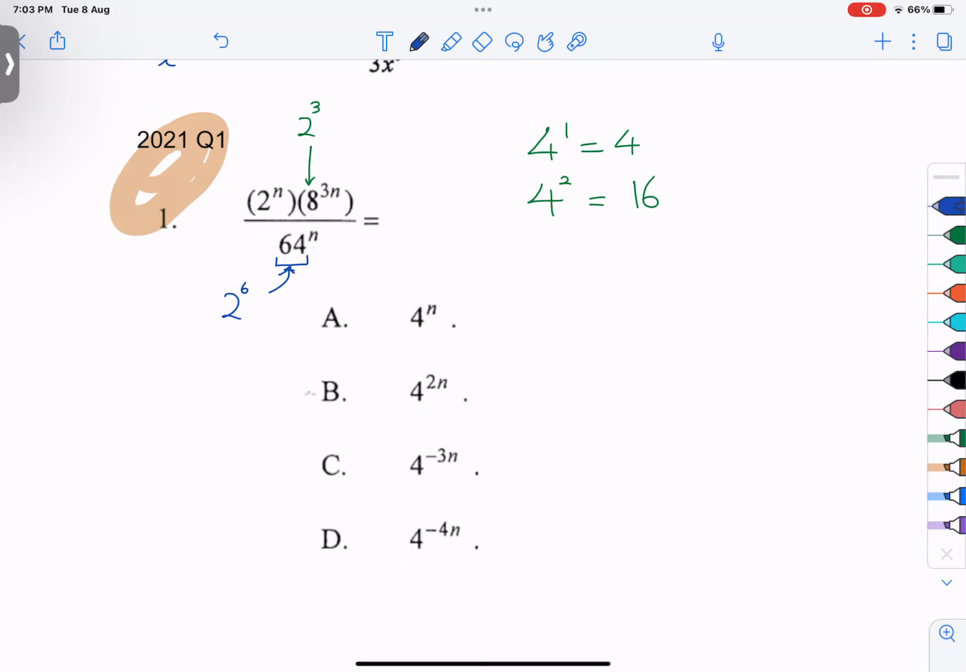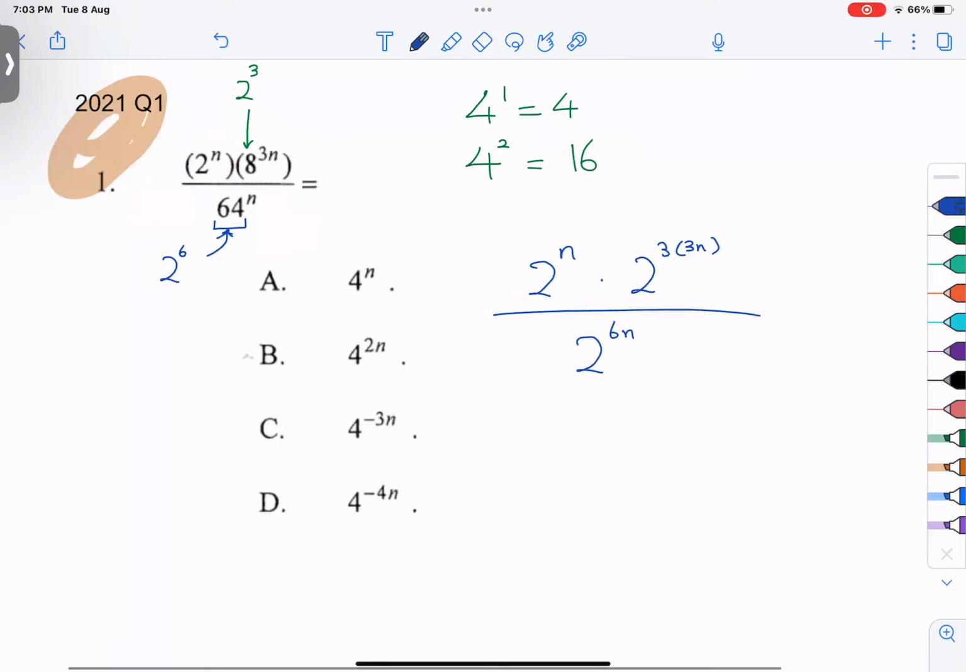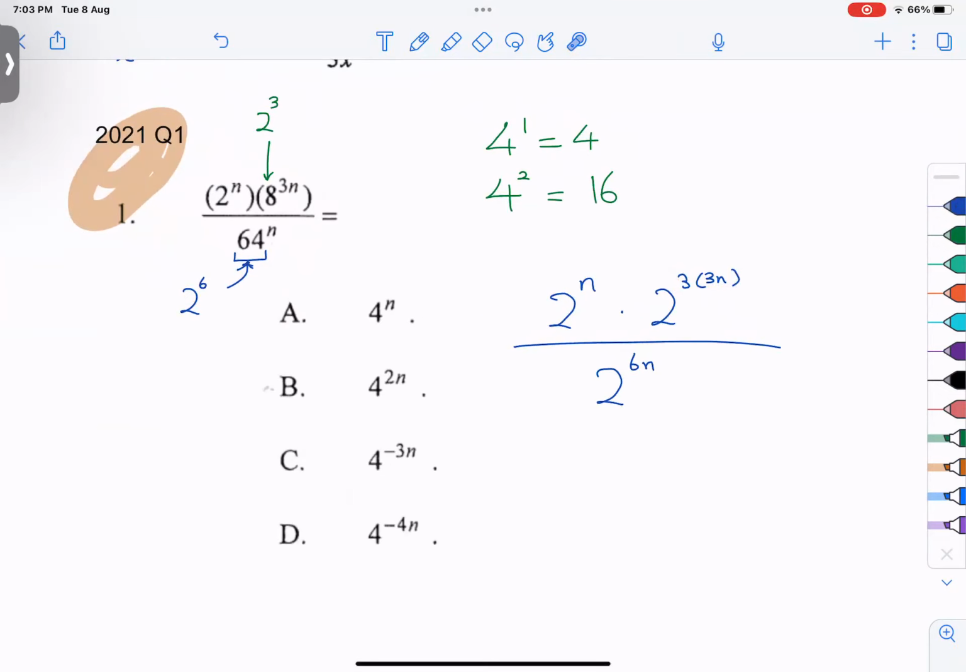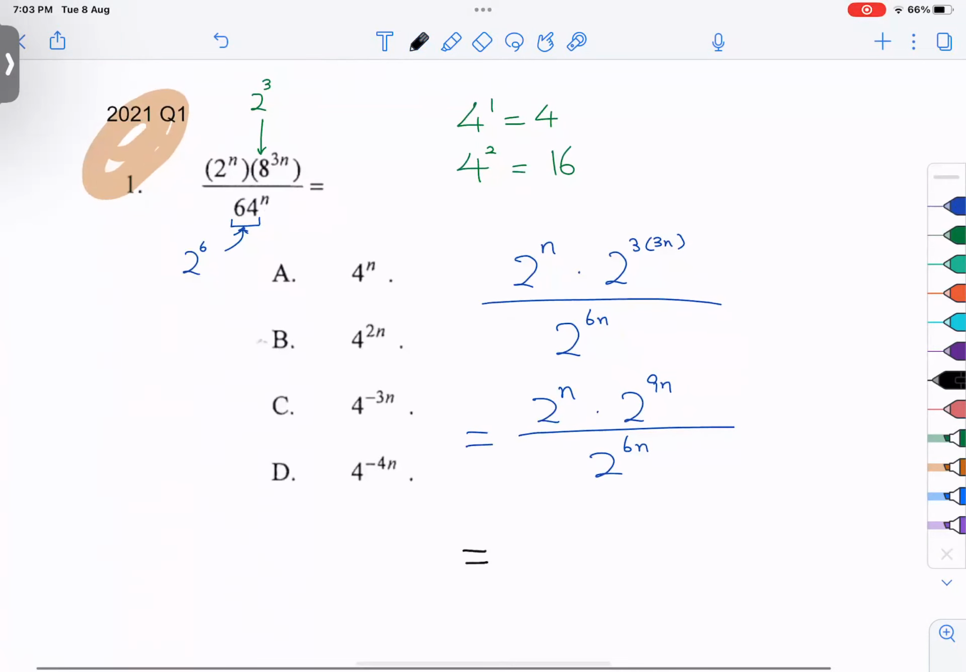So you got it until here. Then let's rewrite it: 2^n times 2^3n over 2^6n. And then there is a bracket. Deal with that first. So you have 2^n, and then 2^9n over 2^6n. And then deal with the things on the same stage first. They both have the same base. If the bases are the same, what can you do with the powers? Add them up. Yep, so you will have n plus 9n, 10n.